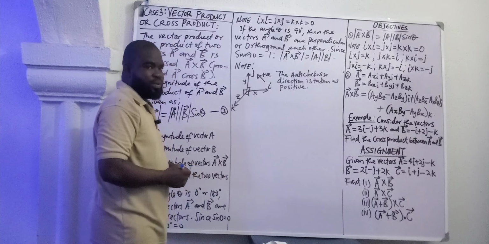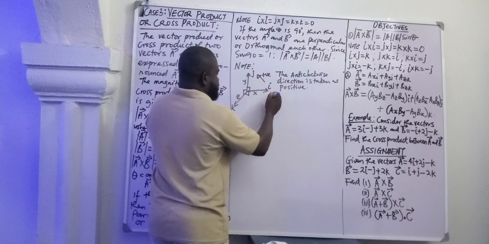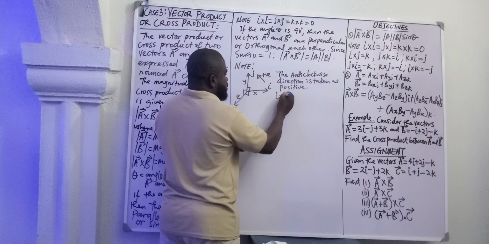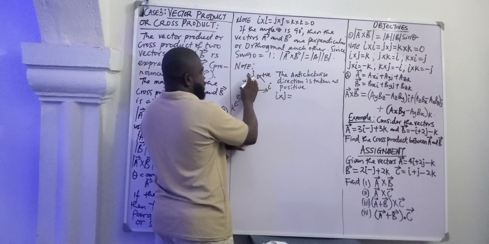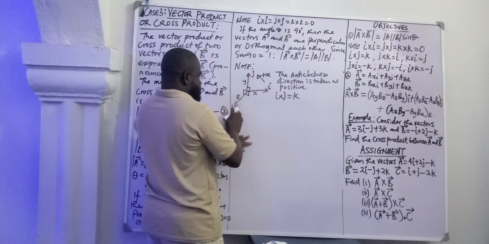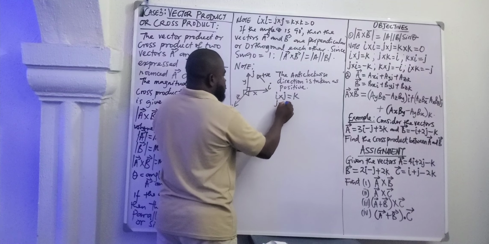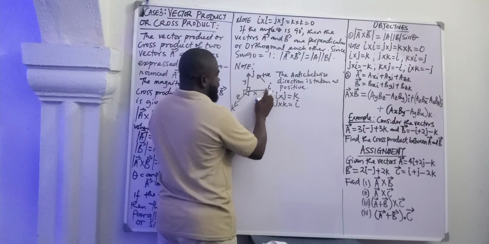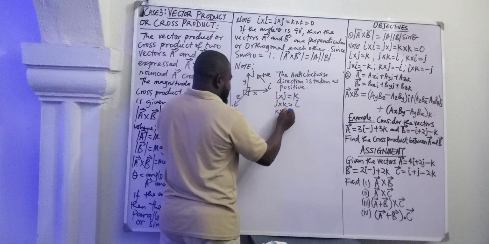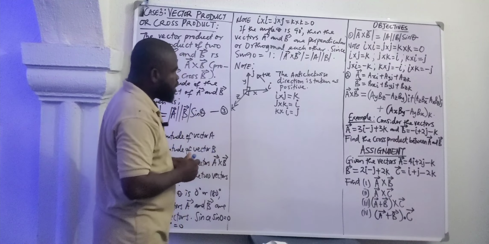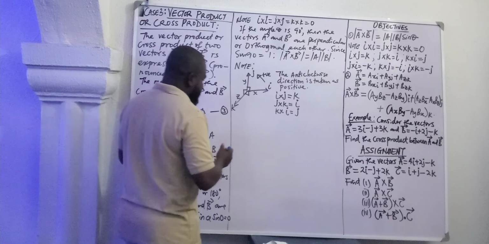What is the implication there? It means, observe what I'm going to do. If I do I cross J, it will be equal to K. If I do J cross K, it will be equal to I. If I do K cross I, K cross I will be equal to what? J. While the clockwise direction is taken as what? Negative.